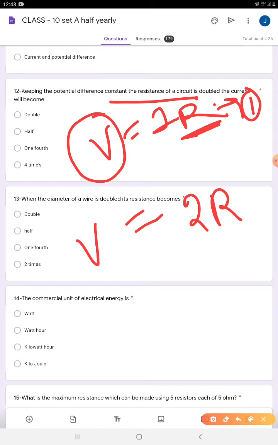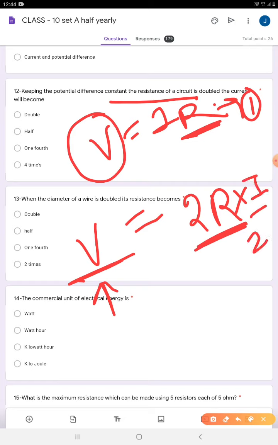The current will become, so the current will become. V should be constant, as we know, but we have doubled the resistance. Then what about the current? As the potential difference should remain constant, we have to halve this current also. If we halve this current, it will become the same thing, V equal to IR. So half should be the answer.